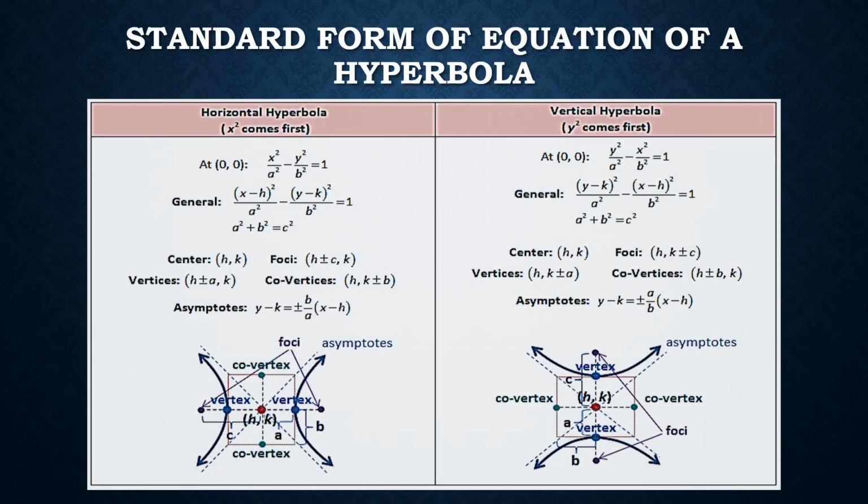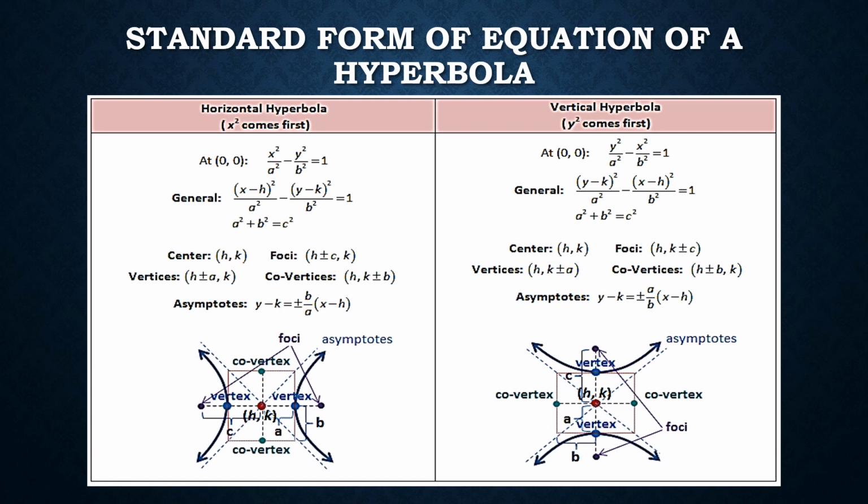Here's the standard form of equation of a hyperbola and the formula in finding the coordinates of the center, foci, vertices, co-vertices, and the asymptotes. Now, we can say that it is a horizontal hyperbola if in its standard form of equation, x squared comes first. Then, when y squared comes first, then it is a vertical hyperbola.